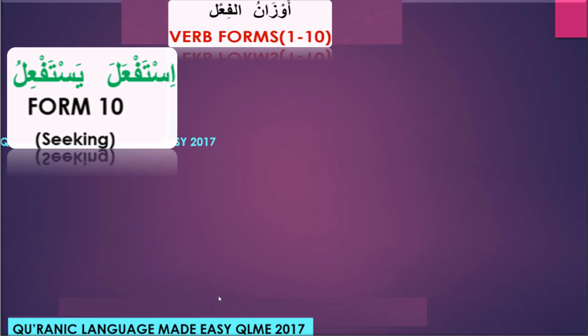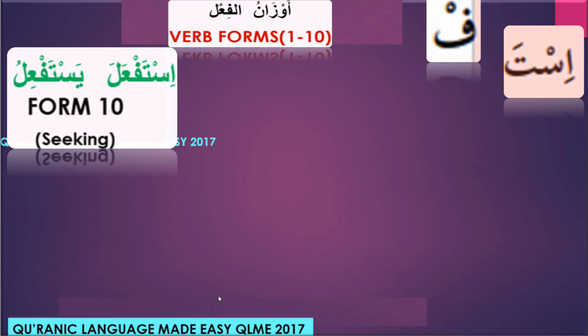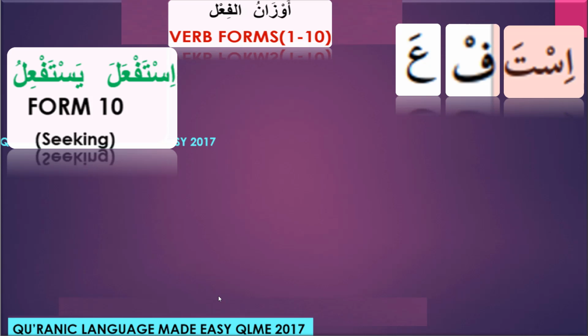And the last one is Form 10, that is istaf'ala yastaf'ilu. This form is created by dropping the first vowel of Form 1 and prefixing it with ista. These verbs often have a meaning related to requesting or seeking something. For example, fahima is to understand, istafhama is to inquire. And kataba is to write, and istaktaba means to ask somebody to write. This is built on Form 1 by adding the prefix ista to the Form 1 verb. And this is often the considerative version of Form 1, which means to consider or deem someone to have the quality of the Form 1 verb in question.